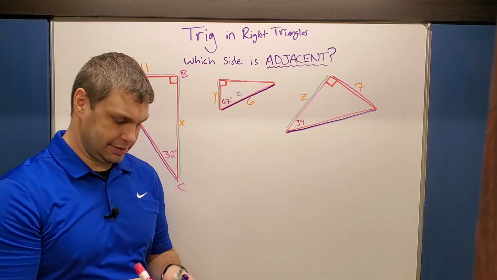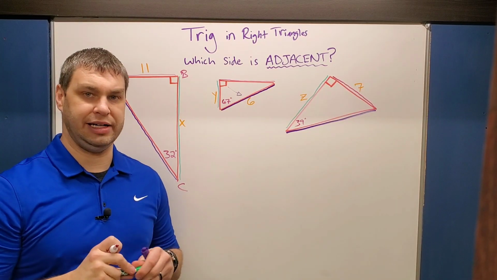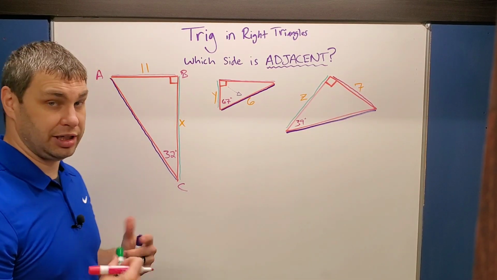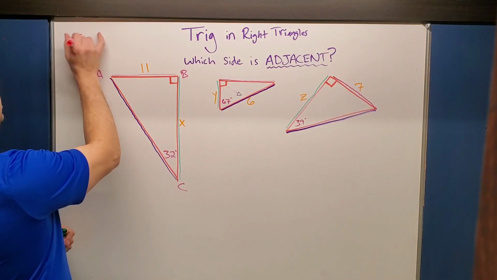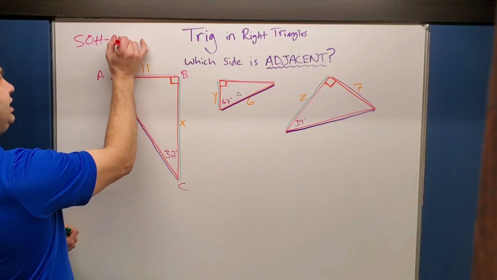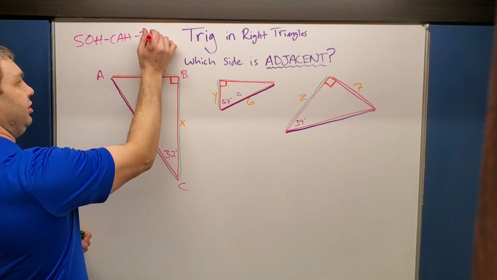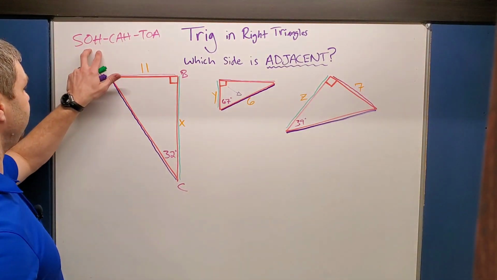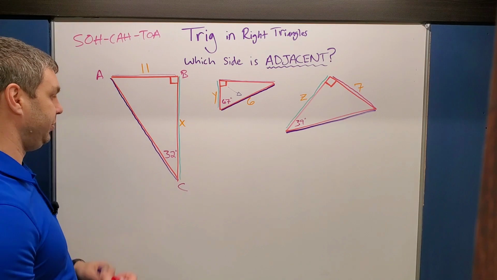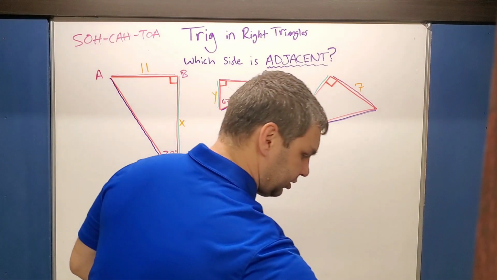All right, now why is this helpful? Because when it comes to finding some of these missing sides, we can use our word SOH-CAH-TOA. I'll put that over here maybe. S-O-H-C-A-H-T-O-A. It's more important to know how to spell it than it is to say it, because the order of those letters is very important. Let's take our calculator here.